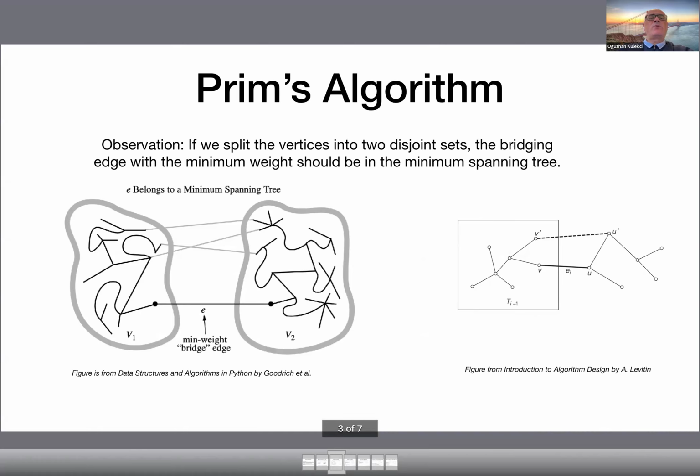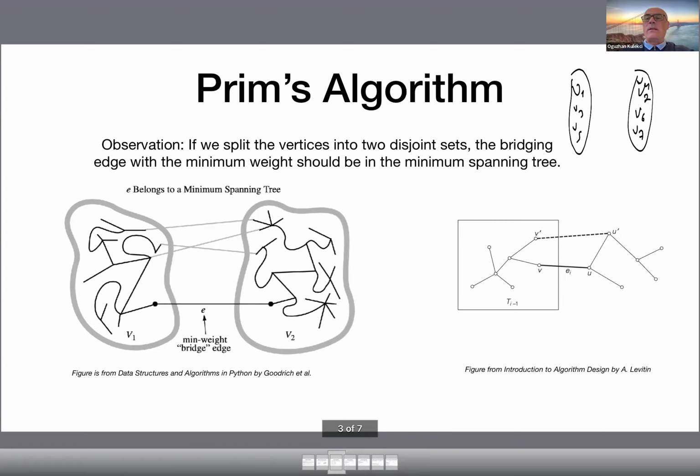Prim's algorithm actually follows an observation. And what is this observation? Let me just split the vertices into two sets. So I'm given a graph, and in this graph, vertex 1, vertex 3, vertex 5 are here. And then the vertices, let me say V2, V6, V7, V4 are here. So these are two disjoint vertex sets.